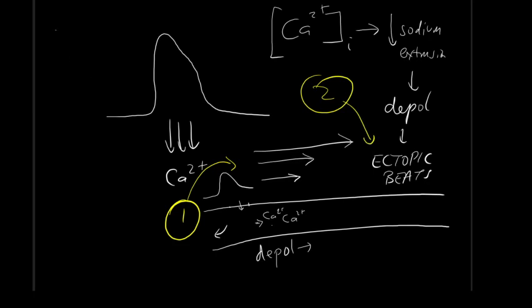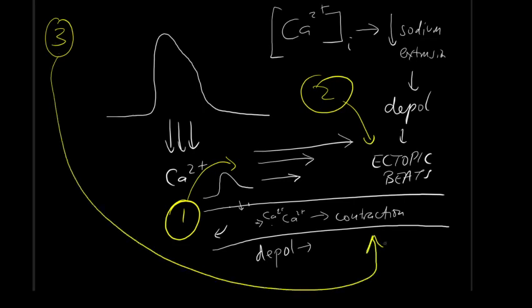And the third effect is, remember that this calcium here is what's causing the excitation. So this causes contraction. And so another effect of these calcium channel blockers is to reduce the force of contraction.